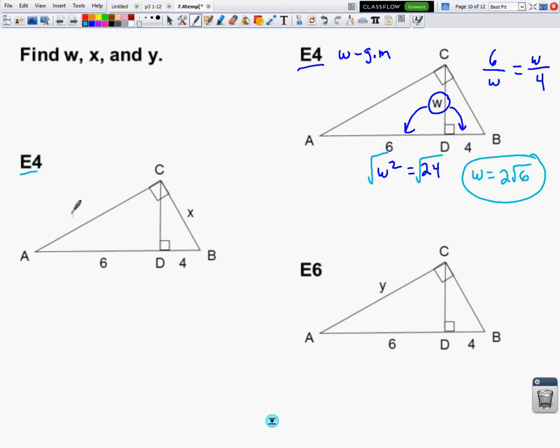If I go to the second example 4, what is x? It's a geometric mean.